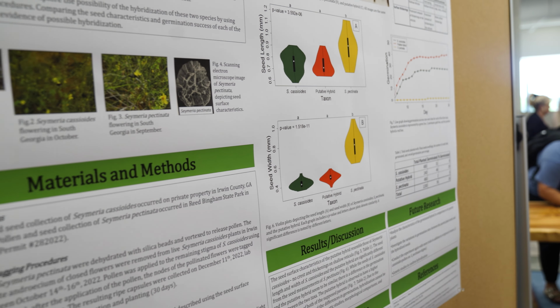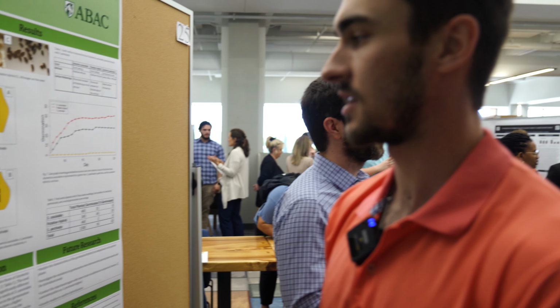So we performed a Kruskal-Wallis test to assure that the seed length and width were similar between the hybrid and cassioides, and that pectinata was different. And that's what you can see on this graph here.